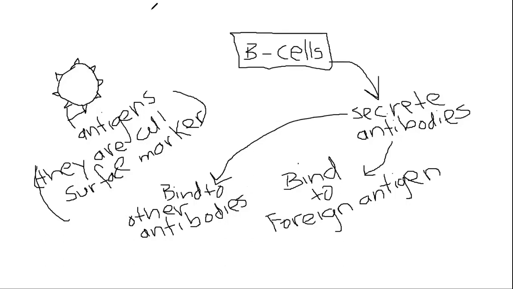So let me just clear all this so I could draw one diagram. Let's say this is a cell and this is an antigen. You have an antibody. Antibodies are Y-shaped. They shape like a Y. Okay, so this is one antigen antibody complex.